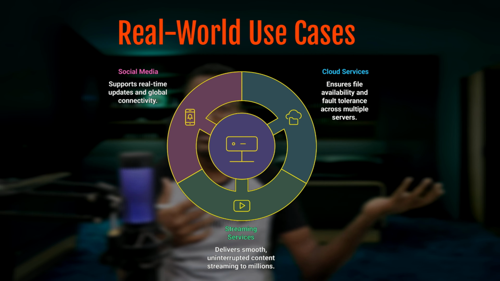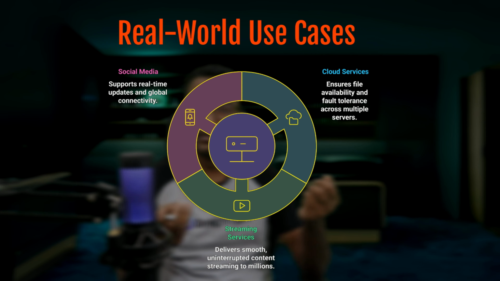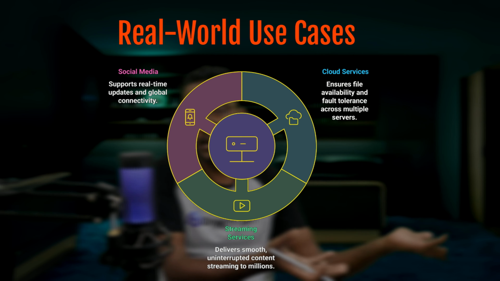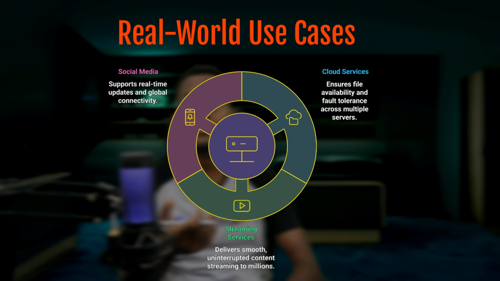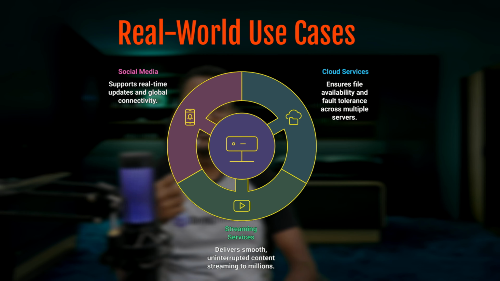So first of all, cloud services like Google Drive or Dropbox. When you upload a file to Google Drive or Dropbox, that file isn't stored on just one computer. Instead, it is stored across multiple servers, ensuring that your file is always available, even if one server goes down. This is a classic example of a distributed system in action. By distributing your data across various nodes, these services ensure fault tolerance and scalability, and you can access your files anytime from anywhere, even if there is a failure in one part of the system.